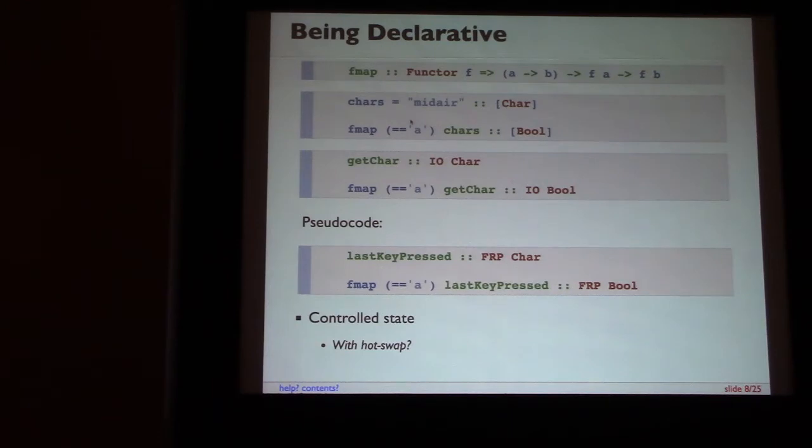And in pseudocode, we could represent a sort of unending stream of user characters, which I'm giving the type FRP Char, which is the last key pressed. And what I would like to do is apply equals A to that and get an unending stream of bools, which is whether the last key that I pressed was A or not. And so we still have state, we still are interacting with the world, but in some sense we have controlled state. The crucial thing is we don't have an IO ref that some other function that we're not aware of can go write to at the same time.